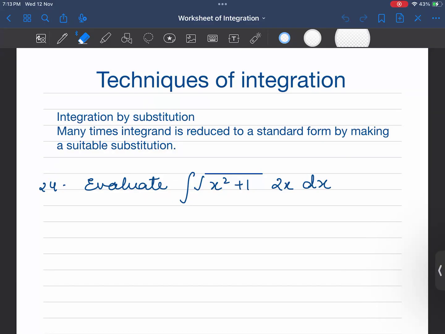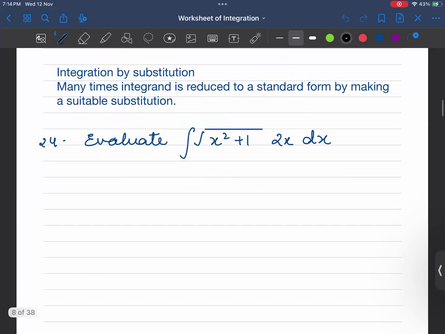Okay. Hi, everyone. Let's start with the techniques of integration. First thing, we will start with integration by substitution. Many times the integrand is reduced to the standard form by making a suitable substitution, and in those cases we go for integration by substitution. Let me show you how we will go ahead with a few examples.